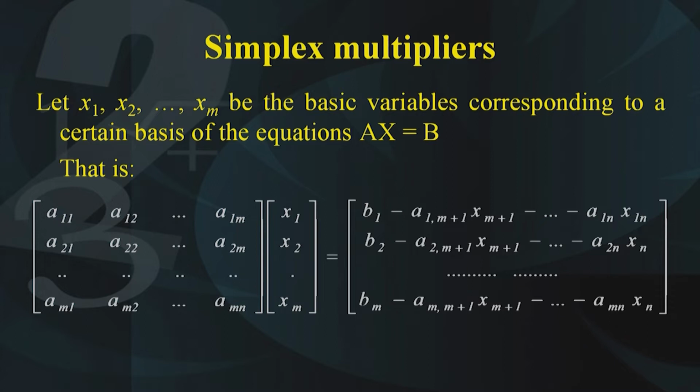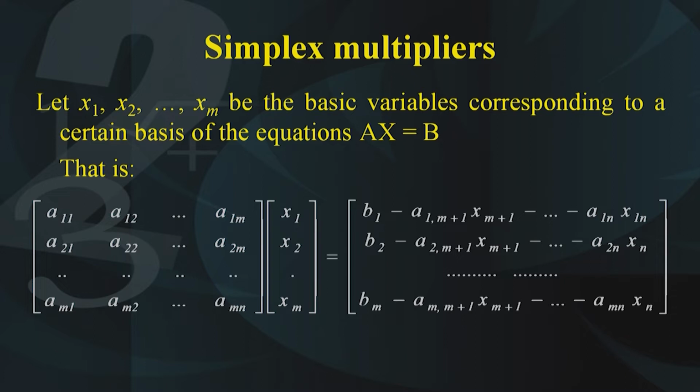Now, suppose x1, x2, ..., xm are the basic variables corresponding to a certain basis of the equations Ax = b. As you know, basically we are interested in the solutions of Ax = b, and the canonical form gives you the basis that we are interested in. So, in the matrix notation, this solution x1, x2, ..., xm can be represented like this. First, we have the matrix a11, a12, ..., a1m, similarly a21, a22, ..., a2m, and am1, am2, ..., amm, and this is to be multiplied by x1, x2, ..., xm.